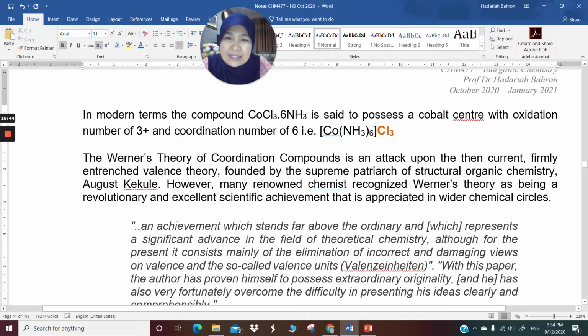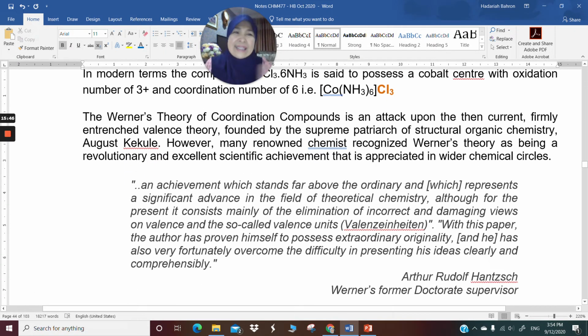Werner's theory of coordination compounds is an attack on the then current, firmly entrenched valence theory founded by the supreme patriarch of structural organic chemistry, Auguste Kekule. Kekule was a very notable chemist at that time, and what Werner described was not going the same way as what Kekule was describing. So what Werner was describing challenged the current chemistry understanding.